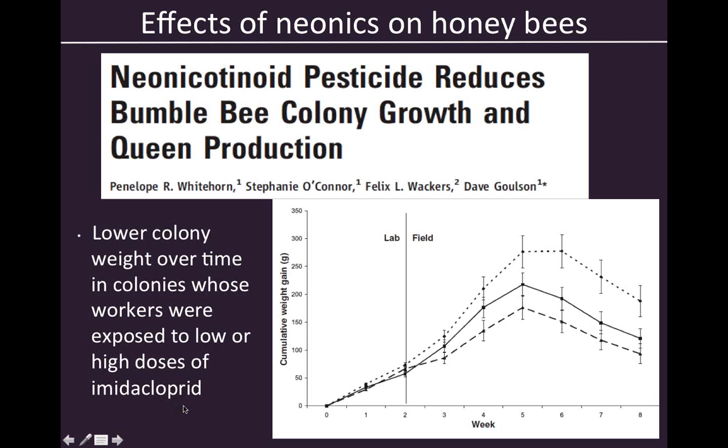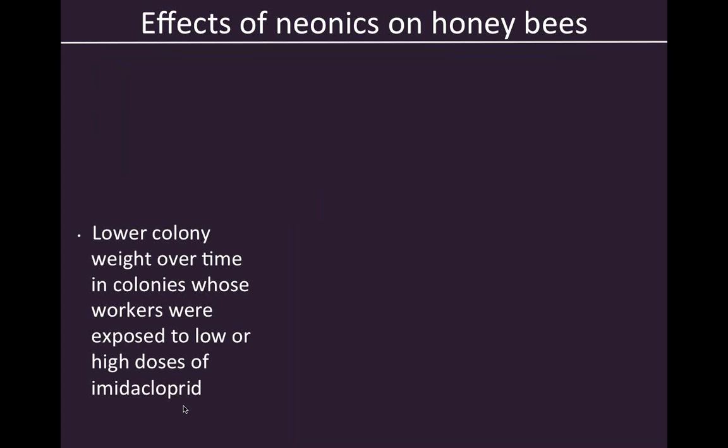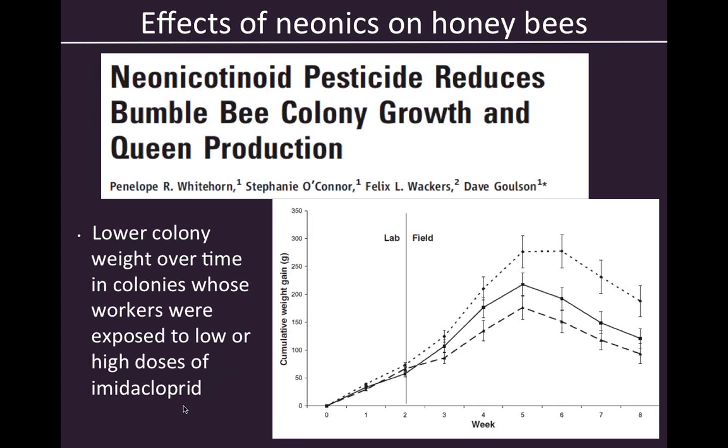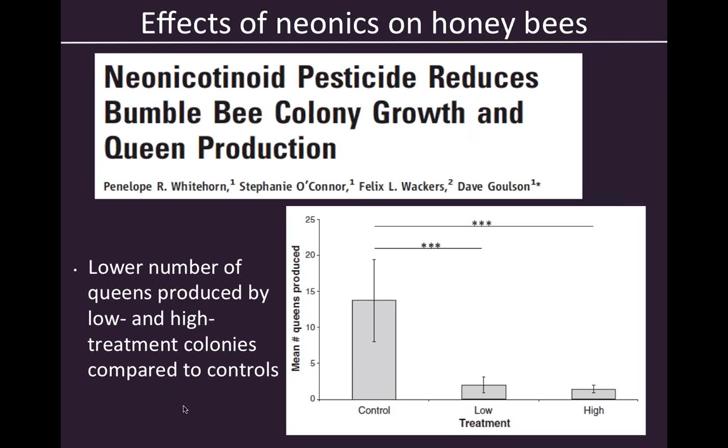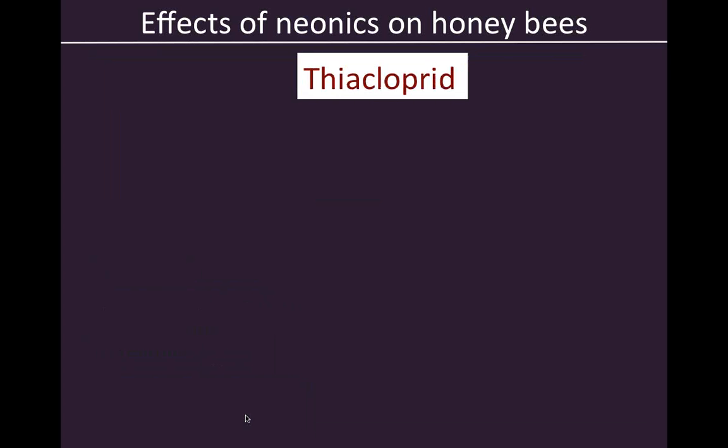So lower colony weight was shown over time in colonies whose workers were exposed to low or high doses of imidacloprid. Then, sorry, I'm going the wrong way. In the same study, they also looked at queen production, and they showed that in colonies that were exposed to either low or high levels of imidacloprid, there was a highly significantly lower number of queens that were produced in colonies. That is incredible, and that is something that needs to be done with honeybees, but it's already showing incredible repercussions in the bumblebees, which are also some of the most important pollinators that we have in North America.